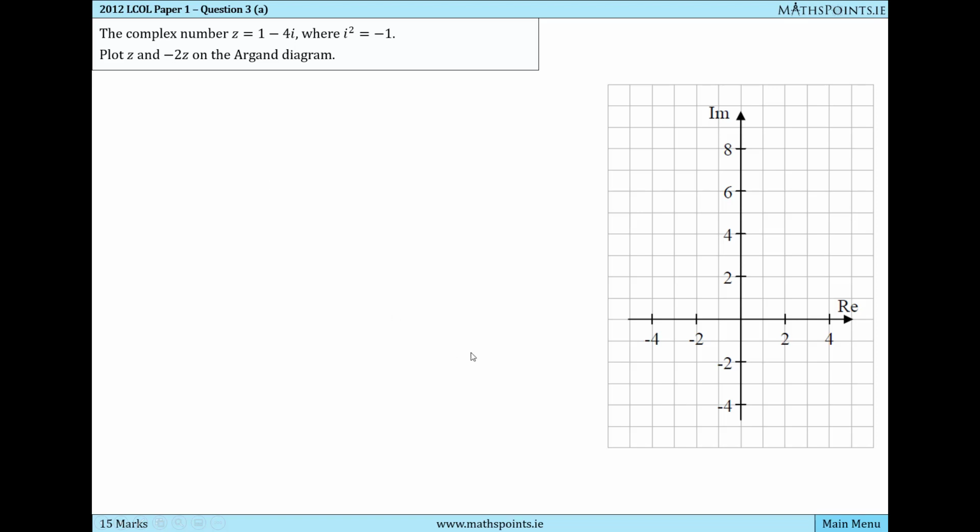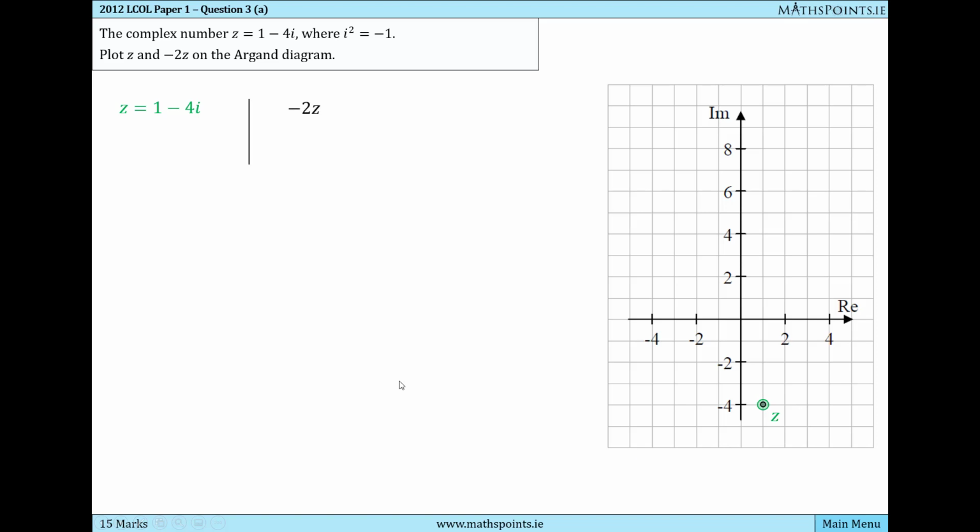So z, first of all, if we take a look at it, z is the number 1 minus 4i. So we're going to go over 1 on the real axis, and then down minus 4 on the imaginary axis. And that's the complex number z plotted on the Argand diagram.